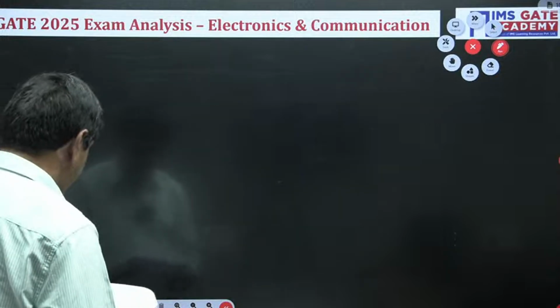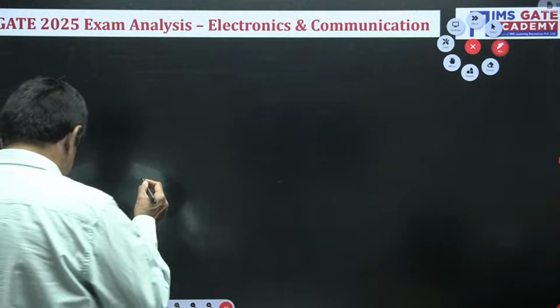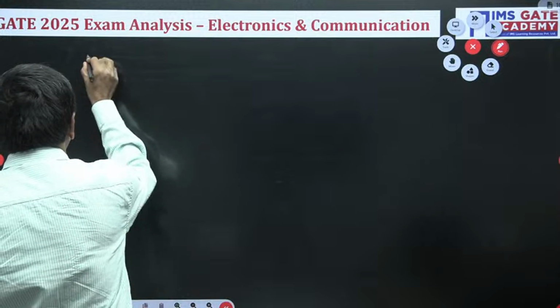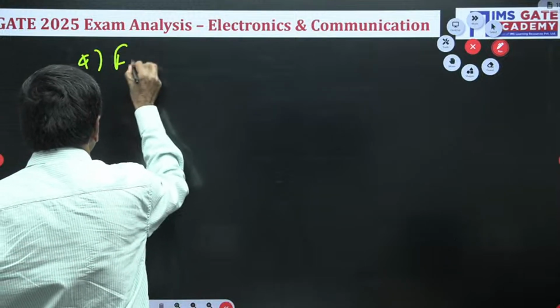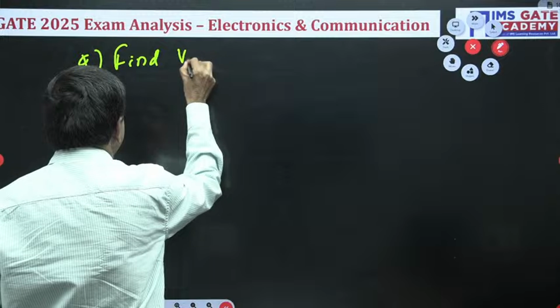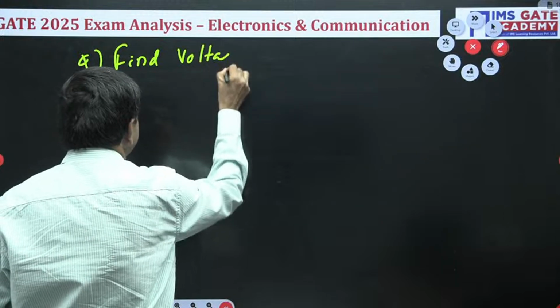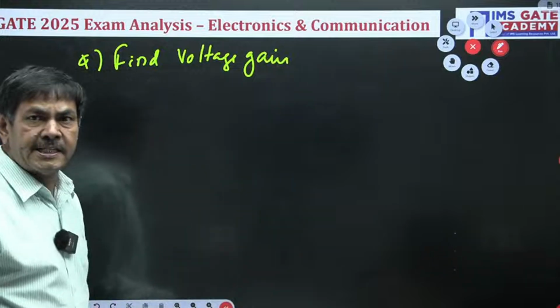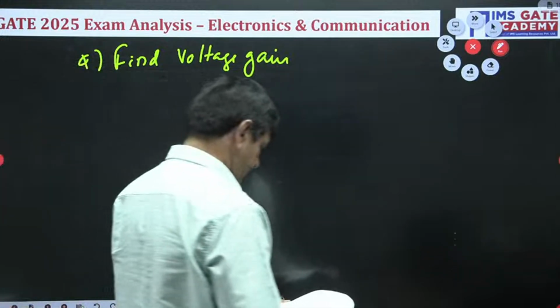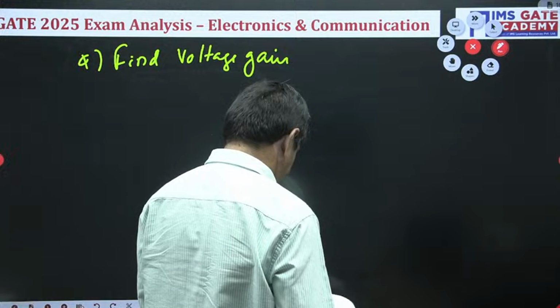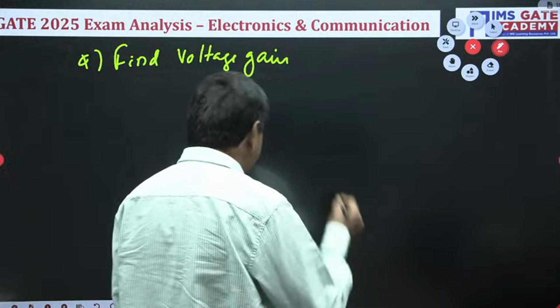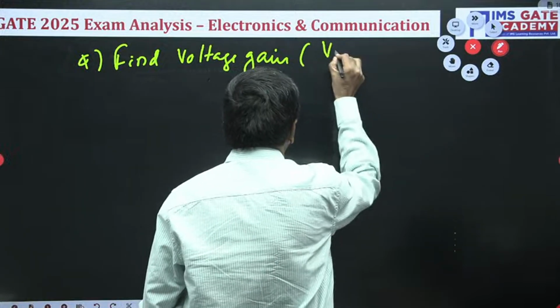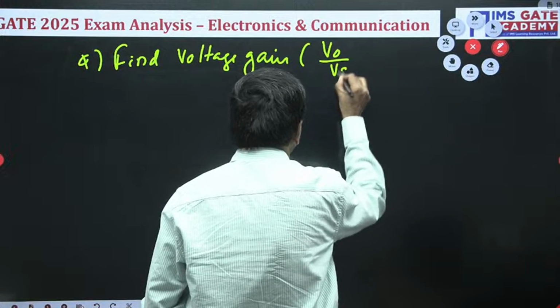One more question is given like this. It is asking to find the voltage gain. The voltage gain is V0 by Vs, asked here.